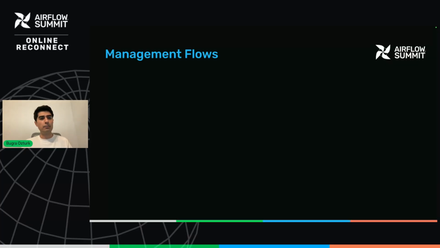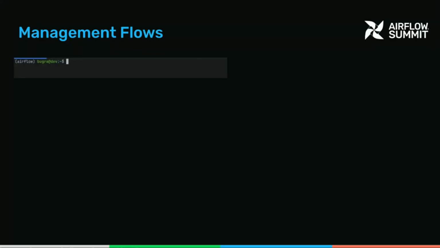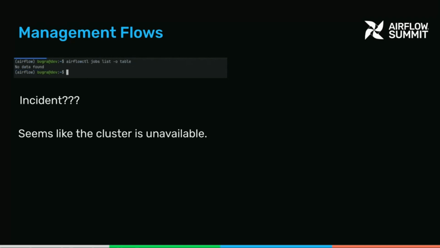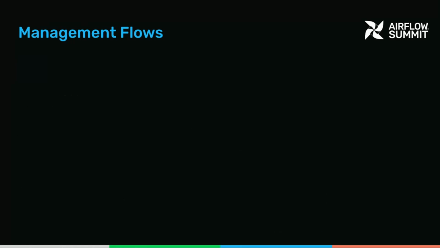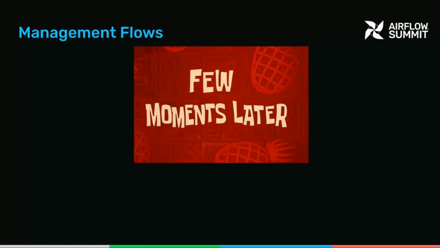Let's take a look at more on the management side. What management means is more operational things that enable teams or debugging. Let's see one example, for example, job list. I'm listing the jobs. Okay, no data found. What could it be? An incident, because I should be able to see some processes, right? It seems like our cluster was unavailable for a moment. So the administrator should fix the issue, and they're fixing it. No worries. And after they fix the issue, a few moments later.